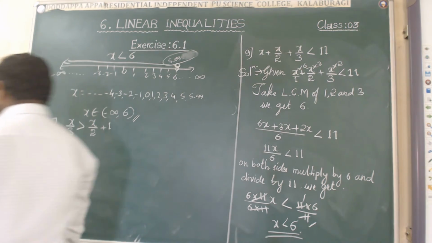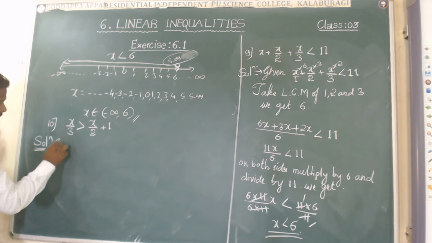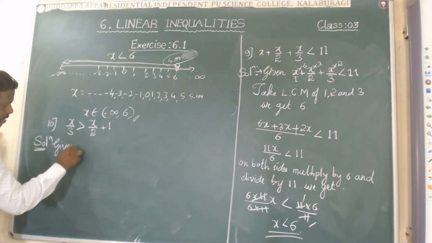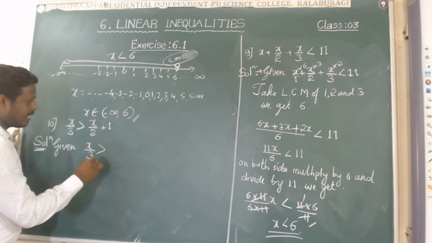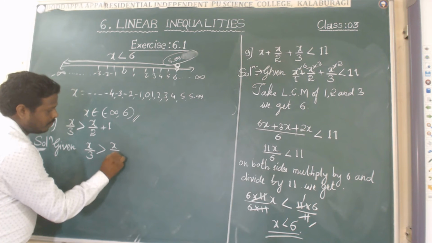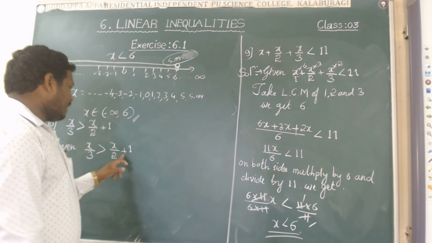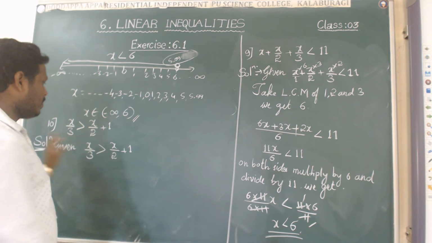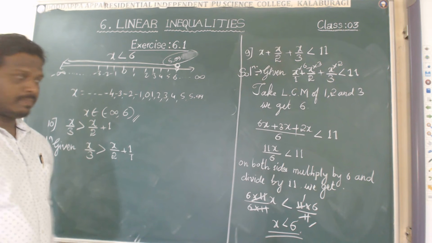Yes, come to the solution of this one. I am going to write the given one first of all. That is x by 3 is greater than x by 2 plus 1. Now I am going to take the LCM of this. Nothing means what is there? 1 is present here, right? Only I was explaining this.